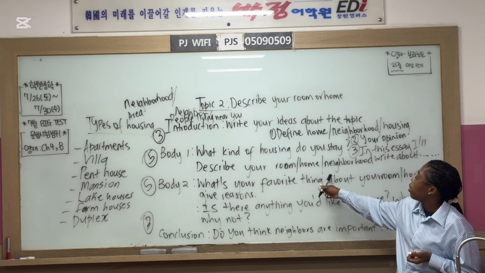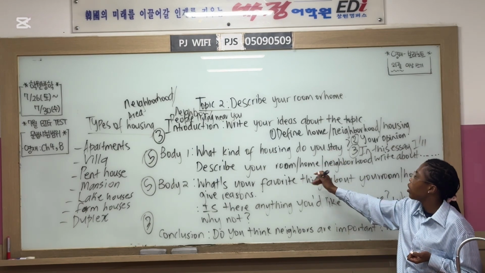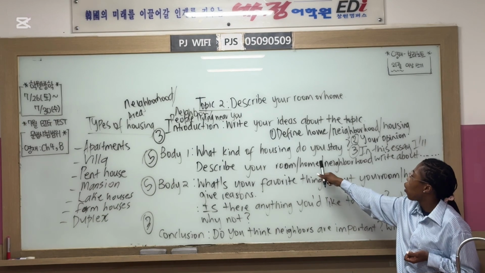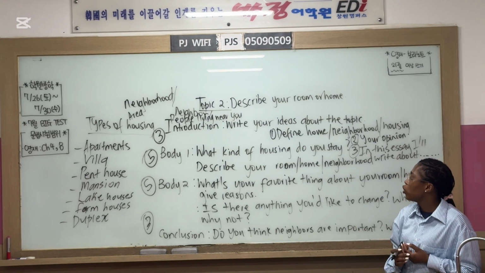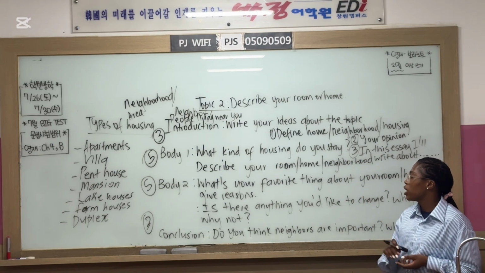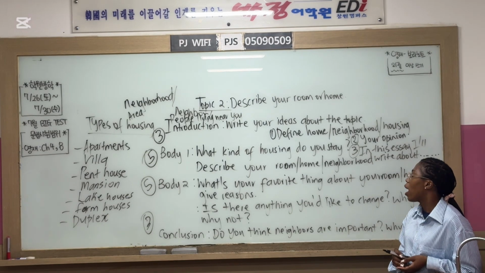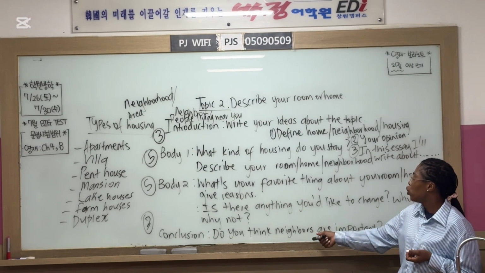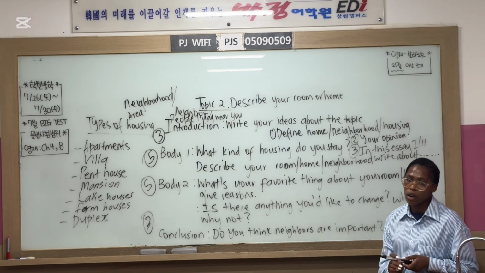Body 1, what kind of housing do you live in? If you live in an apartment, talk about it. Describe your room or your home or your neighborhood. Choose one. Body 2, what's your favorite thing about your room or your home? Give reasons. Is there anything you'd like to change? Why or why not? Conclusion, do you think neighbors are important? Why or why not?